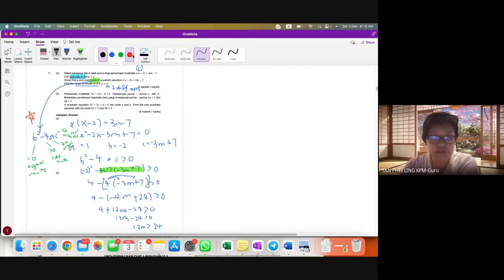3 marks. Where do you get the 3 marks? First mark is for expanding it. Second mark is to substitute in the b squared minus 4ac. Third mark is this one. Okay, so let's move on to 3B.